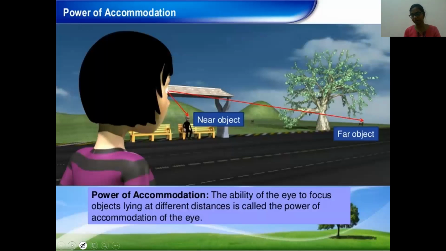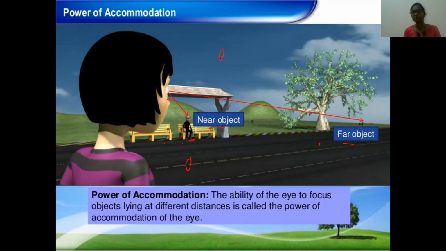You can see the picture here clearly. With the power of accommodation, you can see both near objects and far objects clearly. The near object, the man, you can identify, and the far object, the dog, you can also identify. That means a clear image is formed on the screen. The nearby object's image is clear on the retina, and the far object's image also falls clearly on the retina. That is possible because the eye has the power to adjust its focal length.